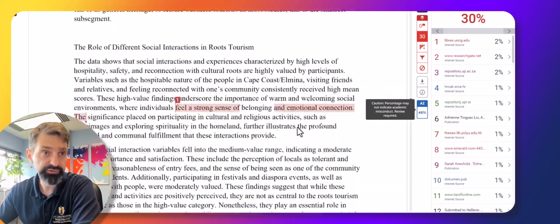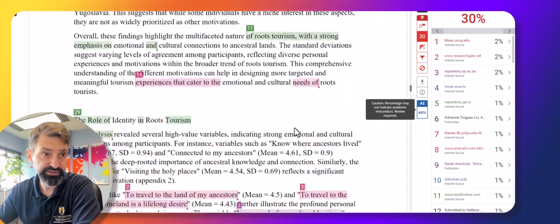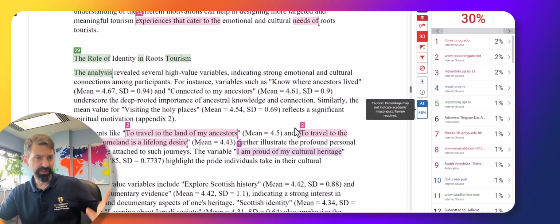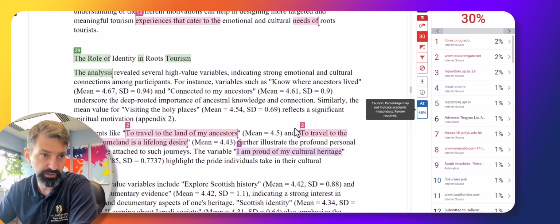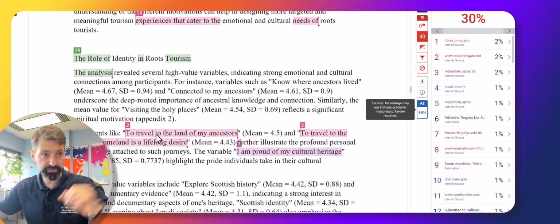So one interesting feature of this paper is that it talks about instruments for measuring. I think it has something to do with tourism. Not my field, I don't know much about it. But I see a lot of instances like this one here. So these are the exact items from a survey related to roots tourism. And so the author, as you can see, provides these items word for word and in quotation marks.